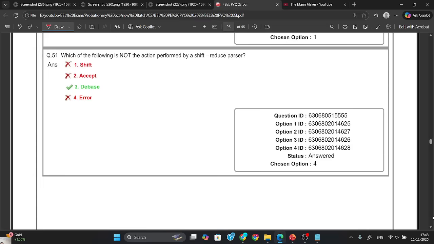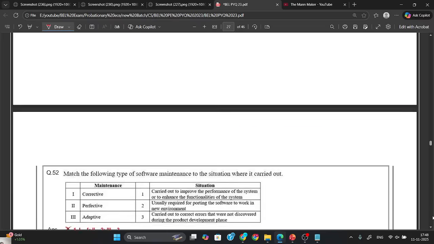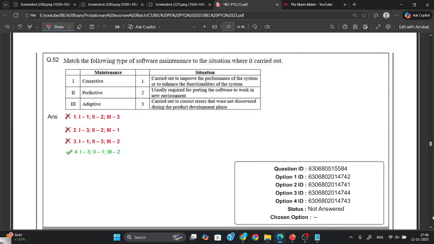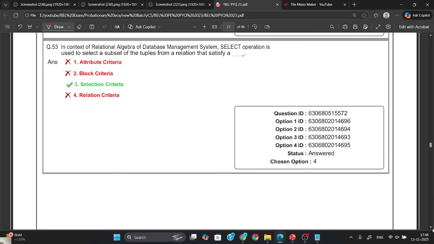Which of the following is not an action performed by a shift reduce parser? So we have D as best for that. Match the following. We have corrective, perfective and adaptive. So you can check this one is matching with option 4. So option 4 is your right answer.